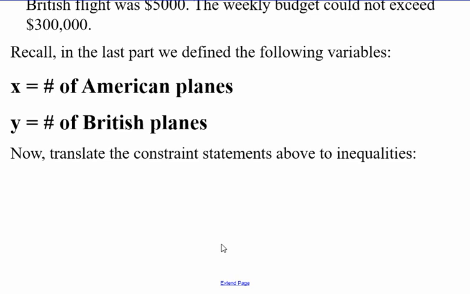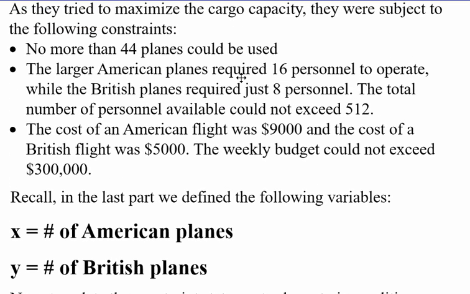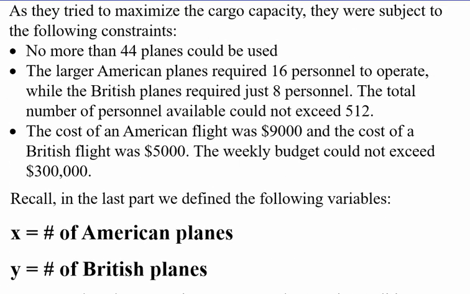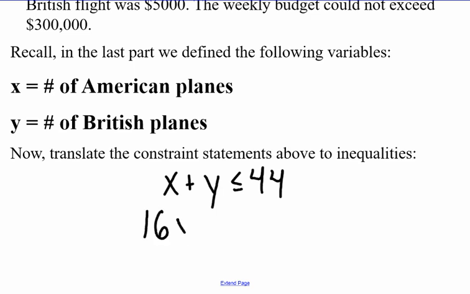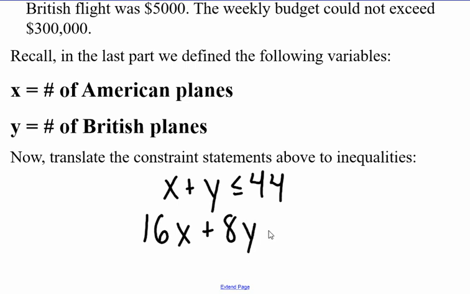X is the number of American planes, Y is the number of British planes. The very first constraint that they said was no more than 44 planes could be used. That means the number of American planes plus the number of British planes has to be less than or equal to 44. Second constraint. The larger American planes required 12 people to operate. Sorry, not 12, 16. The British, 8, and we only had 512 people. So 16 people for every American plane plus 8 people for every British plane, and we had at most 512 people that could be used.